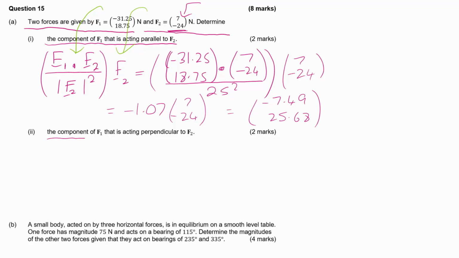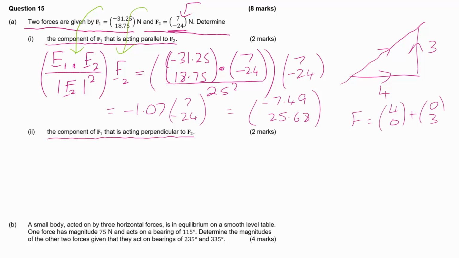We now want the component of F1 that is acting perpendicular to F2. Well, just as when you have a vector 4 this way and a vector 3 that way, this final vector is just going to be equal to 4, 0 plus 0, 3, which is 4, 3. Because these are perpendicular vectors, we can do the same thing here if we're looking at perpendicular vectors.